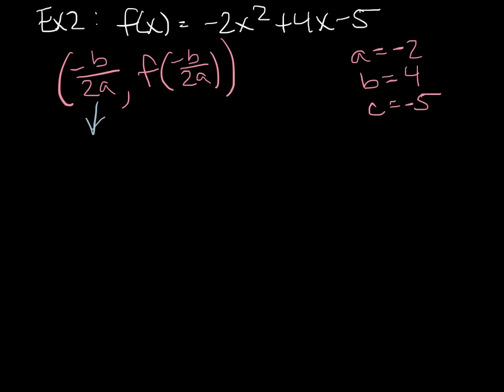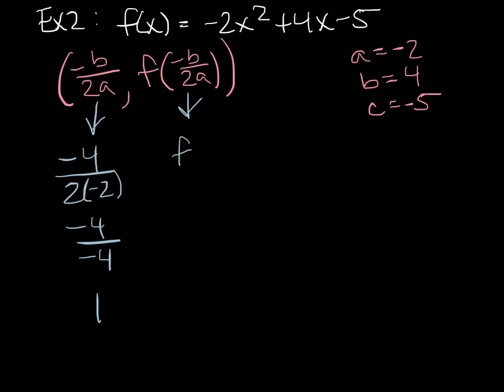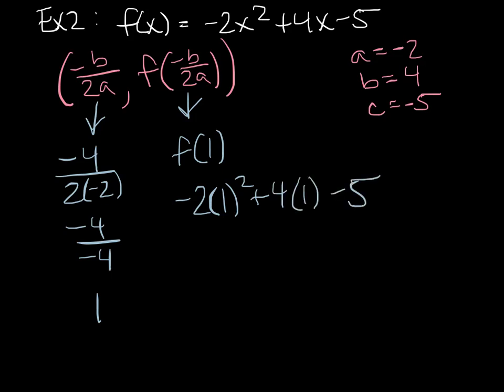So let's figure out my x value first. So I'm going to have negative b, so negative 4 over 2 times a. So I get negative 4 over negative 4, which will give me 1. Now I take this x value and plug it into the function. So if I do that, I need to figure out f of 1. So it's going to be negative 2 times 1 squared plus 4 times 1 minus 5.